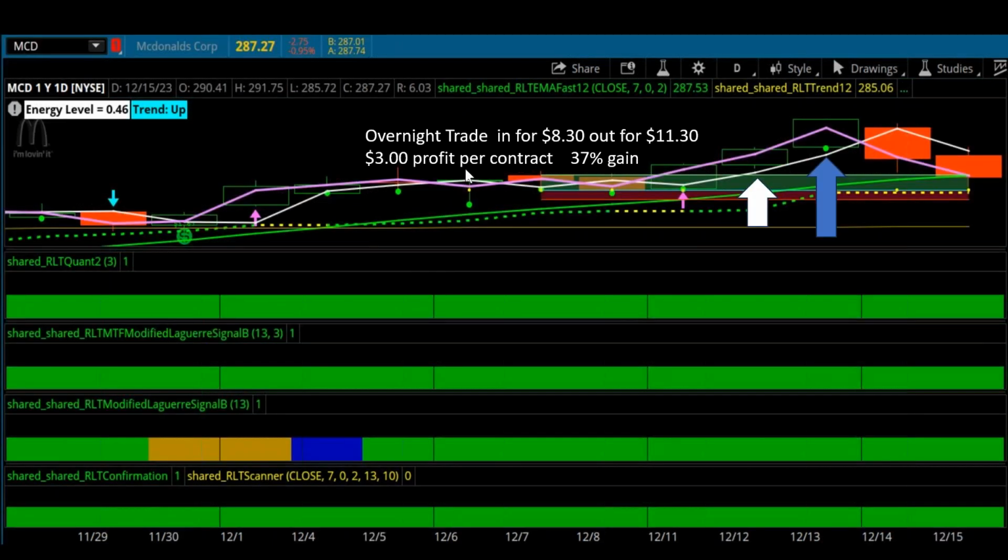This was a nice overnight trade that we took in McDonald's. We got in at 8:30 one afternoon, out the next morning at 11:30. $3 a contract, 37% gain. It was pretty nice. You can see we get in right here on this break over this dynamic compression. Everything green. You see the institutions were buying the heck out of this thing, and up it goes. And you remember one thing: when the institutions are buying, it doesn't mean the price is going to go up right then. It means they're in there buying, which means eventually it's going to react.